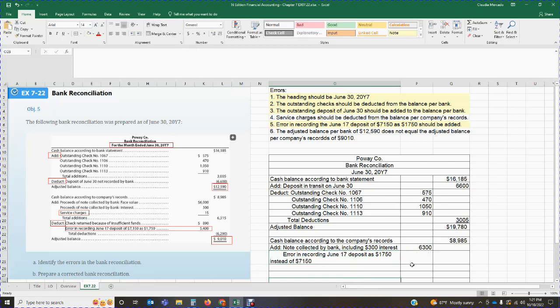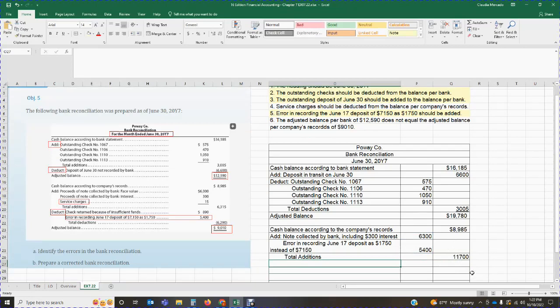So we have that item. Error recording the June 17 deposit should be added. So we're going to go ahead and add that. And the amount is $5,400. So that should be it. Now we can get our total additions. So we're going to add the 2 additions. That will give me $11,700.